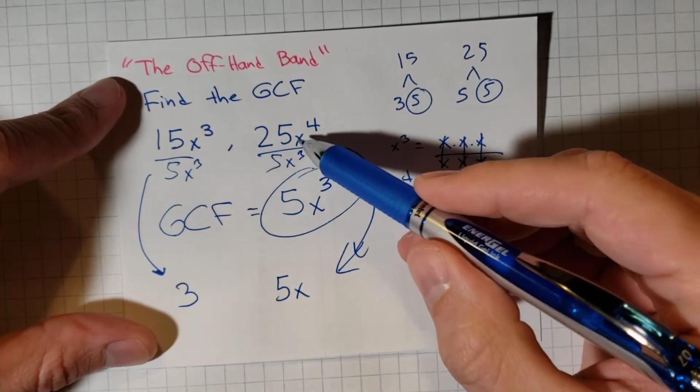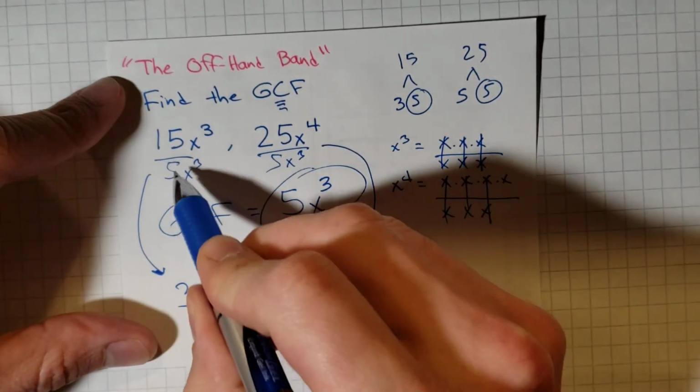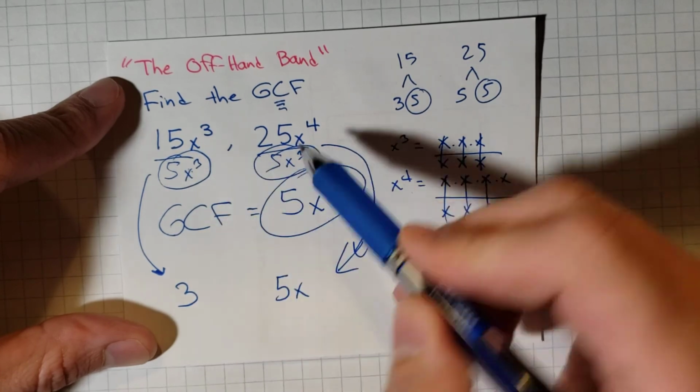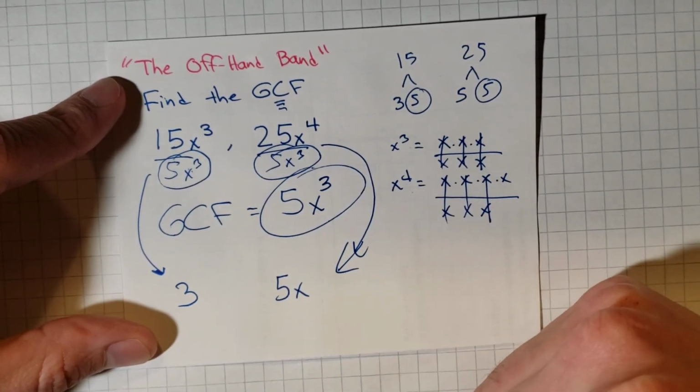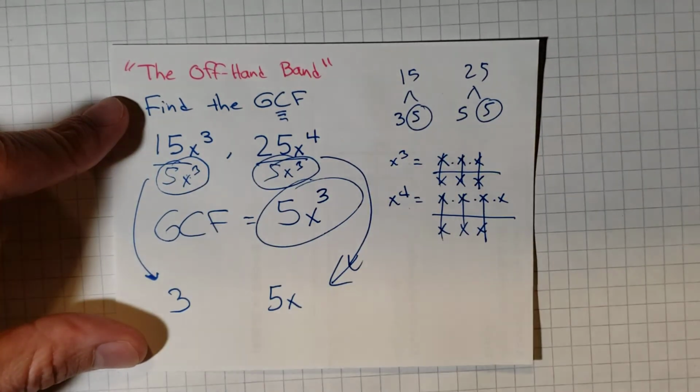I could take out more, but it's got to be a common factor. Okay, it's got to be the exact same thing. This is the number where I can take the most out of each of them, and I won't make a mess when I do division. All right, that is the offhand band.